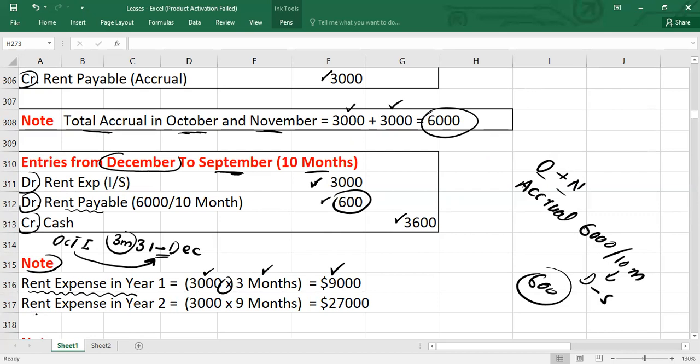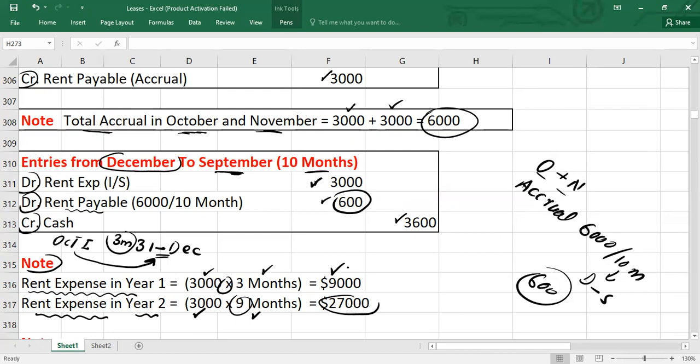And if they ask you what rent expense should be recorded in year two, of course we have a monthly rent of 3,000, and in the next year 9 months are going to fall: January, February, March, April, May, June, July, August, and September. So 3,000 times 9 months, you will get $27,000.